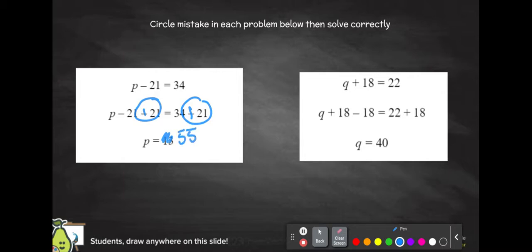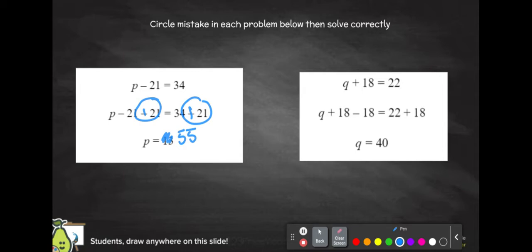On the second one, it says q plus 18 equals 22. So I should be subtracting 18 from both sides. So in this first section, they did q plus 18, and then they subtracted 18. So this part is correct, actually, right? That's the part that would cancel each other out. So that's not a mistake. They did a great job, right?